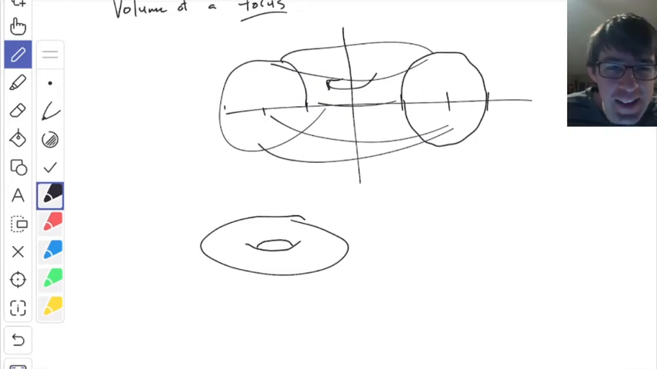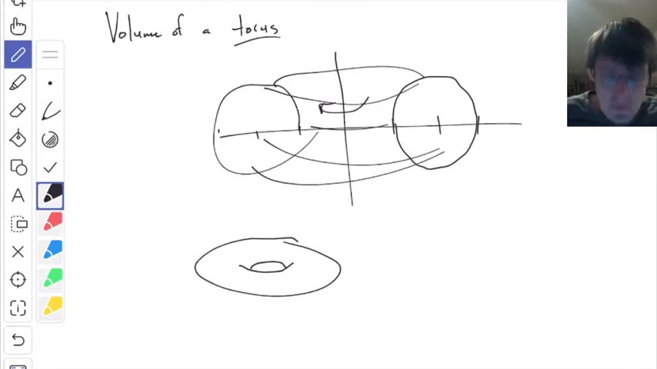How do you like that? It's delightfully simple to draw, and it looks great. Okay, so that's the shape I'm talking about, a torus. All right, I would like to find the volume.